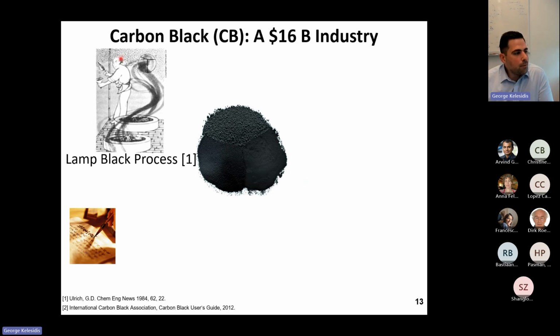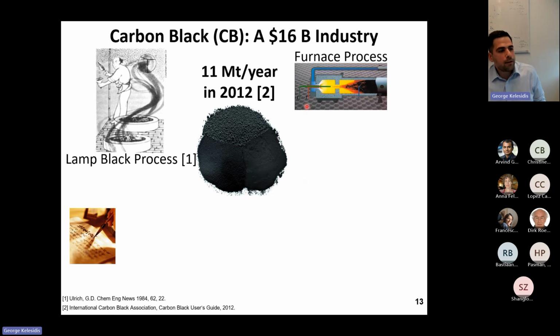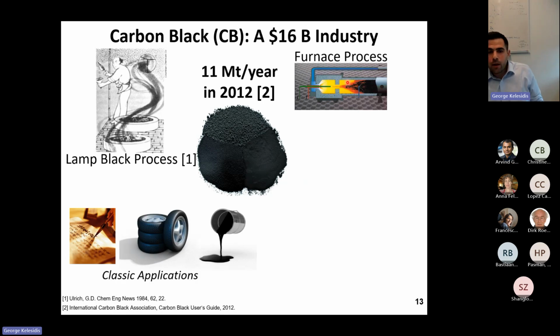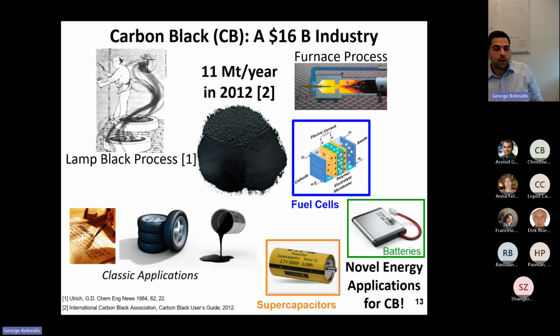So back then, these Chinese workers would use the lamp black process to produce carbon black nanoparticles and make their famous inks. Nowadays, the lamp black process has been replaced largely by the furnace process to produce 11 megatons of carbon black every year. So in this process, we have essentially spray combustion of residual fuel oil. And the nanoparticles that we produce this way are still used in inks, but also in tires and paints. And these nanoparticles are actually used even in novel energy applications, including fuel cells, batteries, and supercapacitors.